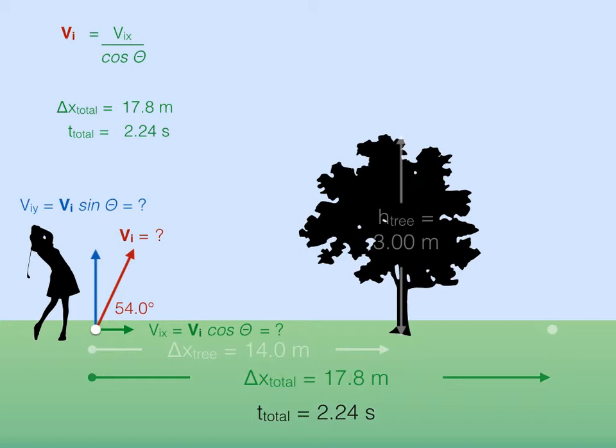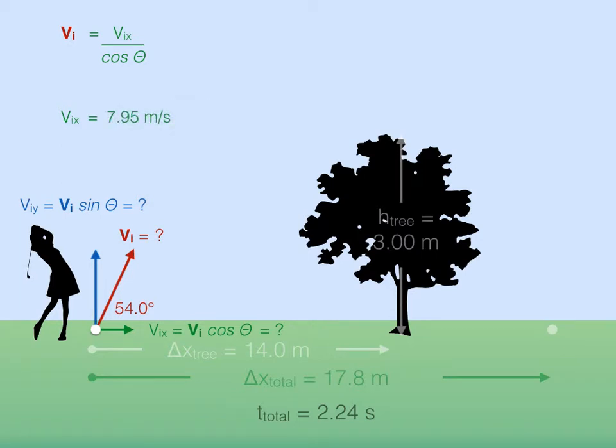That's going to be what? Well, we know that velocity is displacement over time. So if we take our 17.8 meters and divide it by 2.24 seconds, that'll give us our initial velocity in the x direction. And by the way, there is no acceleration in the x direction, so that initial velocity in the x direction is going to be constant the whole trip. We know the y is going to change, but the x is going to be constant. So what is 17.8 divided by 2.24?